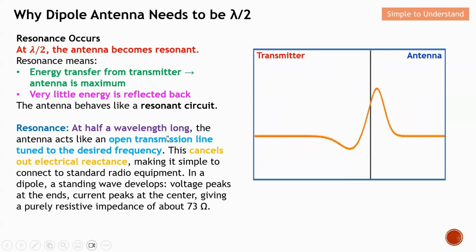At half a wavelength long, the antenna acts like an open transmission line at the desired frequency. This cancels out all the electrical reactance, making it simple to connect to any standard radio equipment. In a dipole, a standing wave develops, as I explained earlier. The voltage peaks at the ends, while the current peaks at the center. This gives a purely resistive impedance of around 73 ohms.